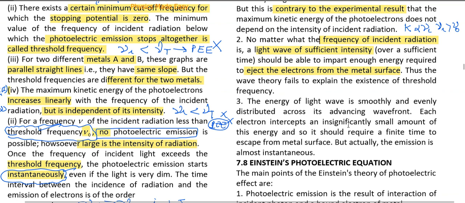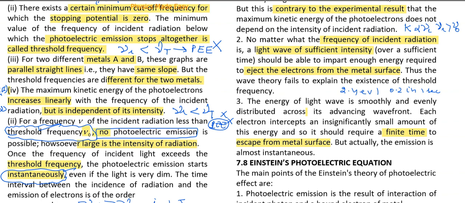Each electron intercepts an insignificantly small amount of the energy. So it would require finite time to escape from the metal. Just for example, you need phi. For example, cesium is the metal. For cesium metal, you just need 2.4 electron volt to escape from the surface. Suppose an electron gets 0.1 or 0.2 electron volt in 1 second.